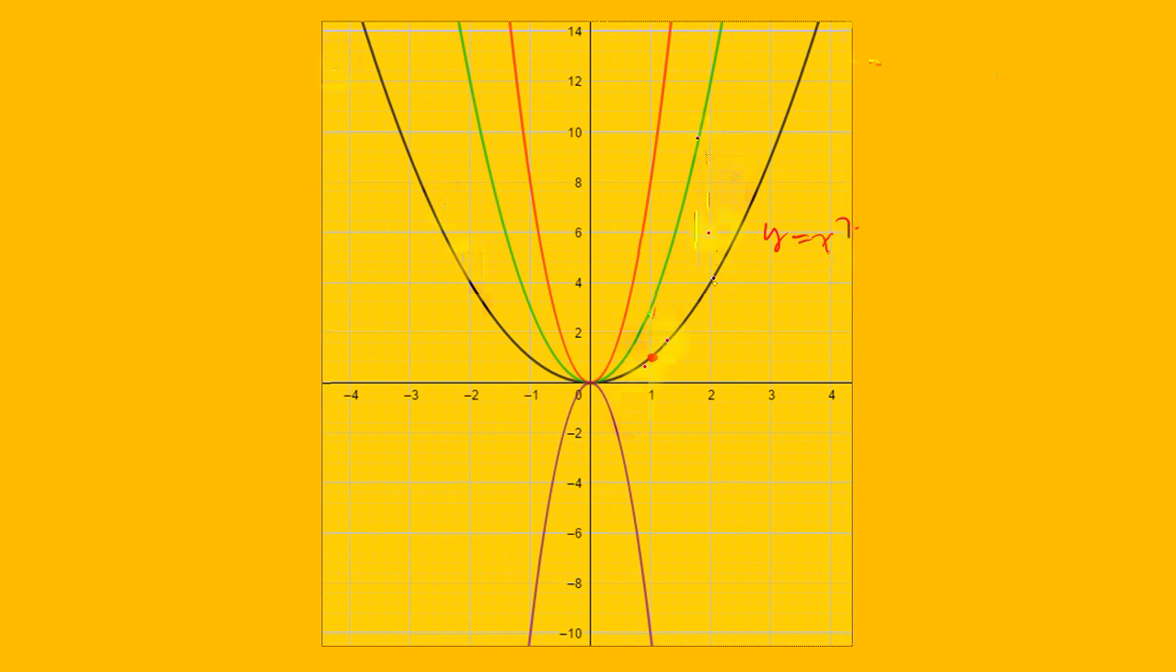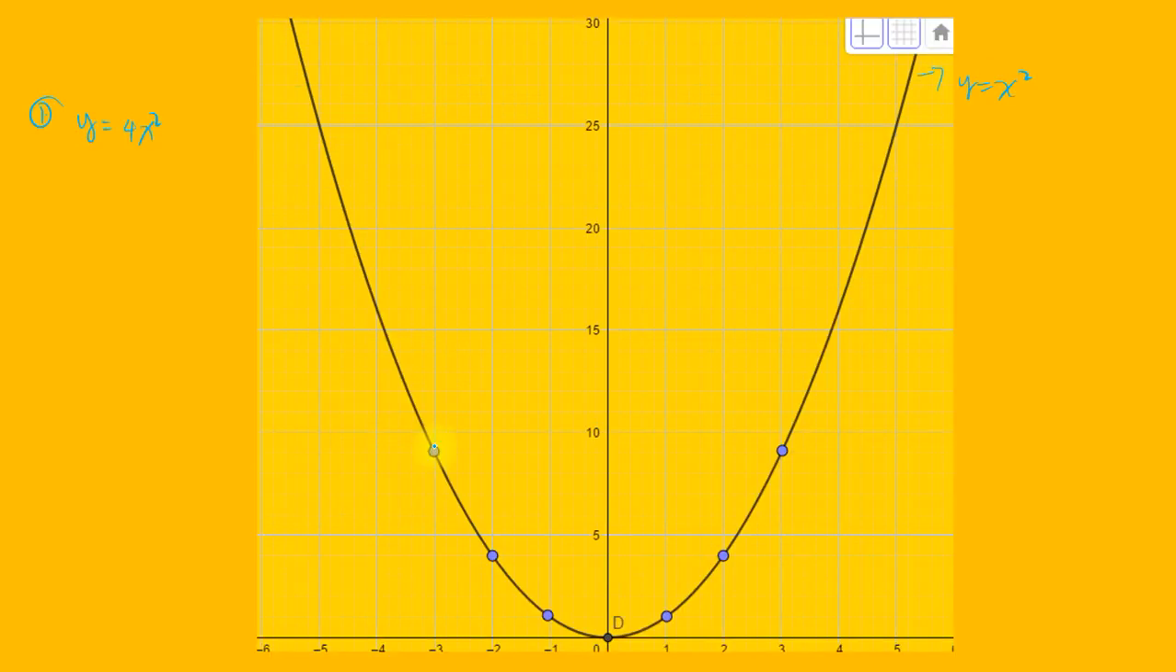So let's try to draw the graph of, let us say, number 1. Let's say y equals 4x squared. So how does it look? We're going to use this point. Remember, each point will just be multiplied by a factor of 4. So let us say this is 1. Of course 0, multiplied by 4, is also 0. 1, multiplied by 4, becomes 4. So it's the same here.